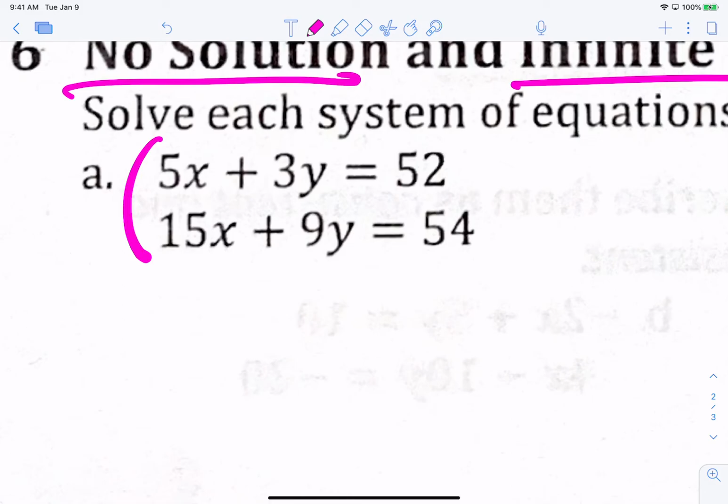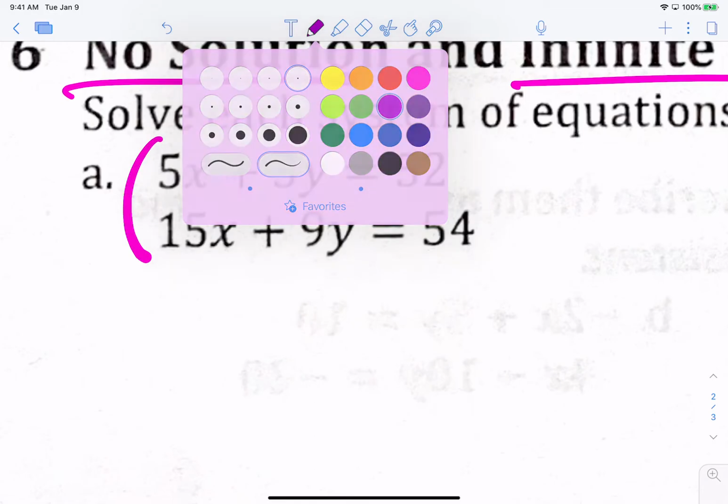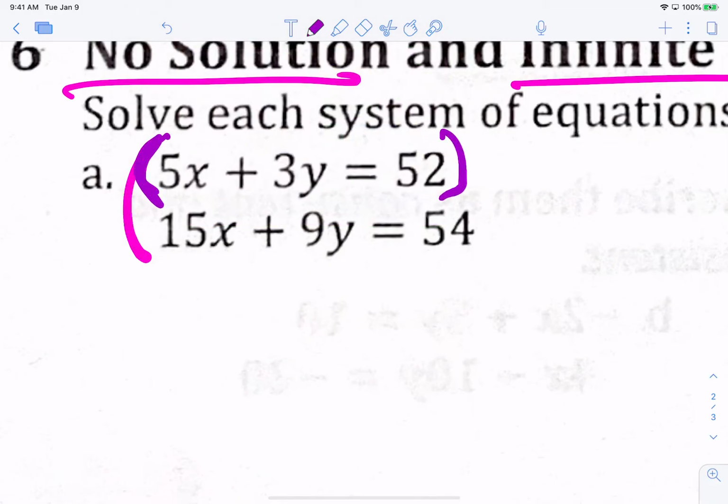Can you divide the bottom by 3? Yes, or multiply by 3 on the top one. We could either divide the bottom by 3, unless the numbers won't divide by 3. Like 54, I don't know if that necessarily divides by 3 evenly, right? I think it does actually. But let's go ahead and take the top one and multiply it by 3 instead, okay? Because I know that we're going to be safe there.